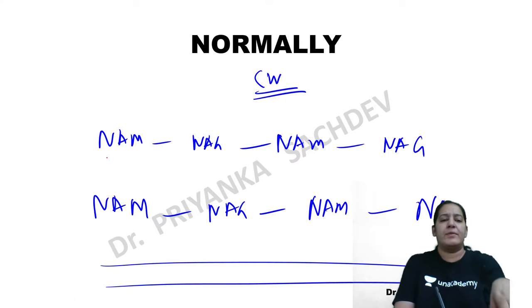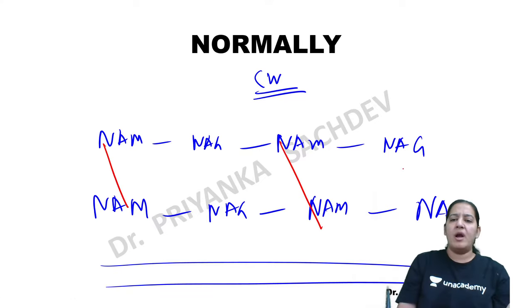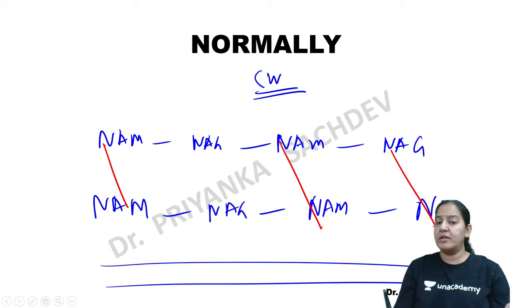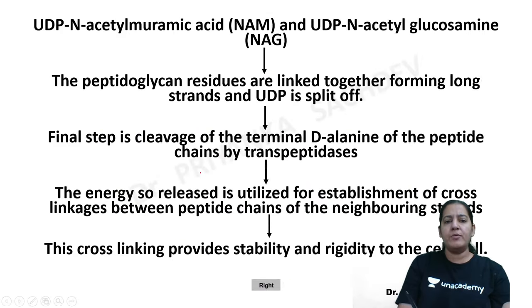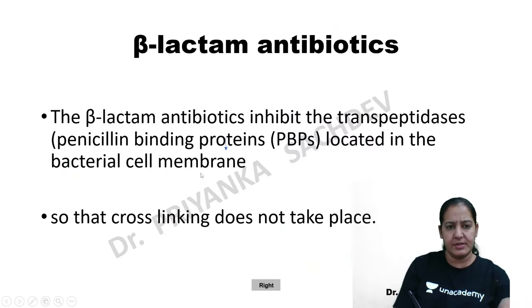There is cross-linking between the rows. So the NAM of all is connected with each other. The NAM, not the NAG unit. NAM is connected, and this is known as cross-linking. Cross-linking provides stability. You got my point, what I am saying? I'm repeating again. Just a second, let me show you the diagram. So let me draw the diagram.